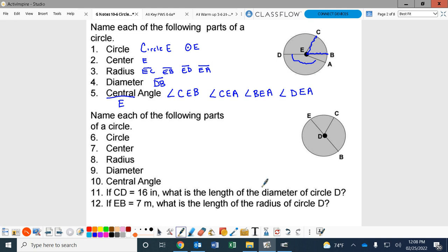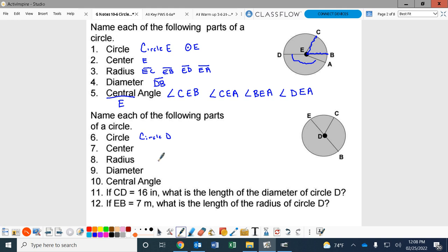E just has to be in the middle. Anybody have any questions about any of those? Okay, let's do that again, just with the picture. You're going to go through and tell me the answer to these. What's the name of the circle? Circle D. The center is what?